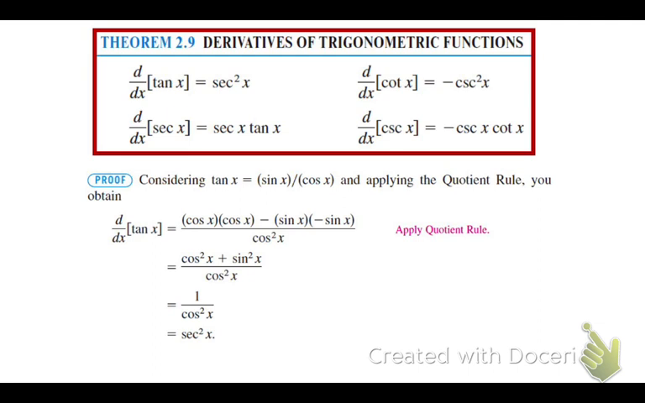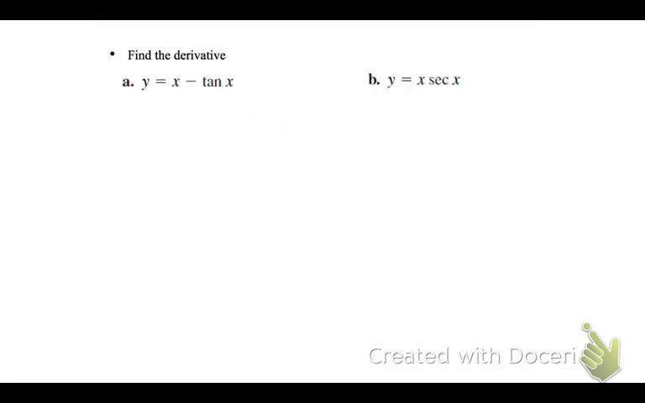So better to have the rules than have to do that every time, right? Okay, so let's use them. It says find the derivative of x minus tangent of x. So this isn't a product or quotient, it's just using a rule. So we're going to take the derivative of each of them individually, correct? So the derivative of x is 1, because this is a power of 1.